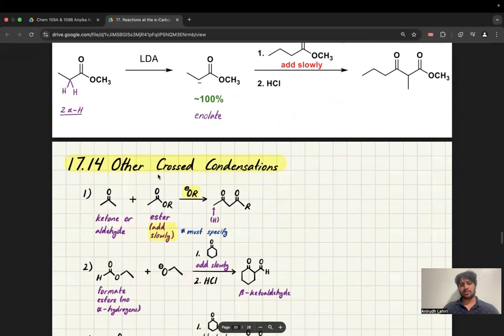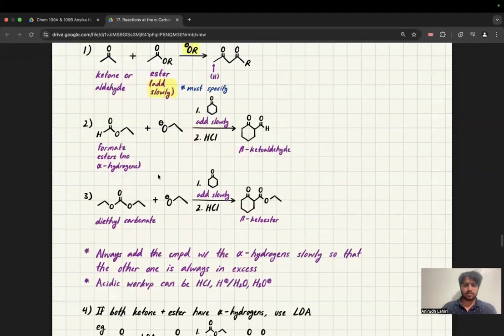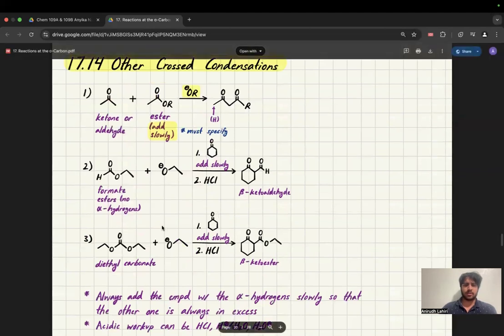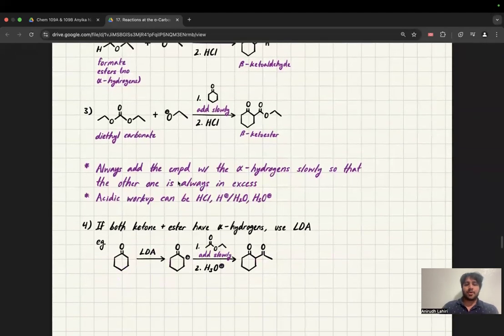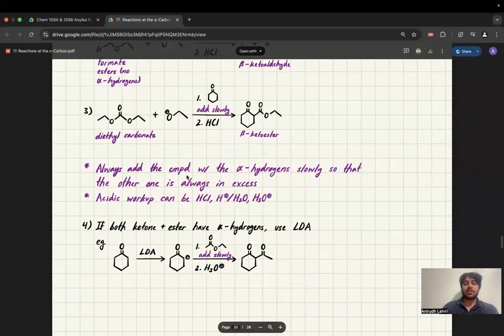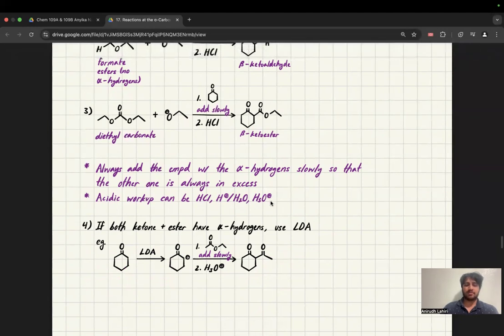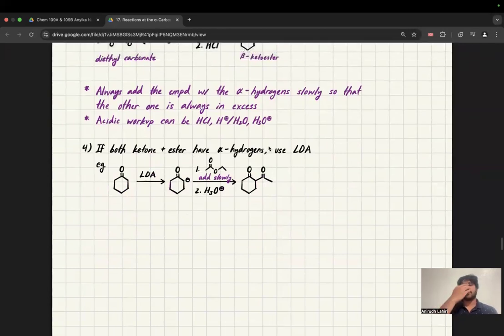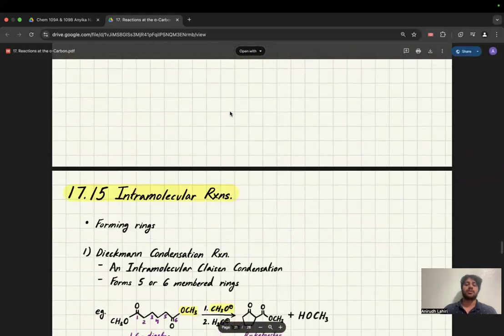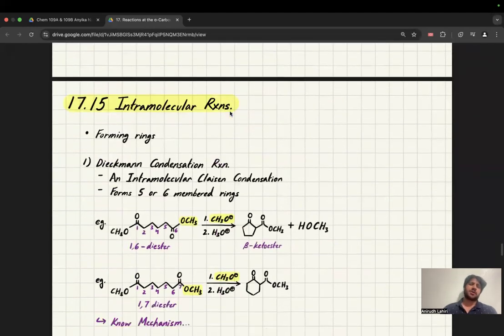Other cross condensations. I'm not going to talk too much about this, but I'll leave it to you to take a look at these. They're effectively the exact same thing as the previous ones. They're just other cross condensations. Okay. Always add the compound with the alpha hydrogen slowly so the other is kept in excess. Cool. Acid workup can be pretty much any acid. It's not that deep. If both the ketone and the ester have alpha hydrogens, use LDA. Exactly what we saw before. The two ways to make sure that we have one product are the exact same for every single cross condensation we do. Well, with some caveats, but not for the purposes of this class.